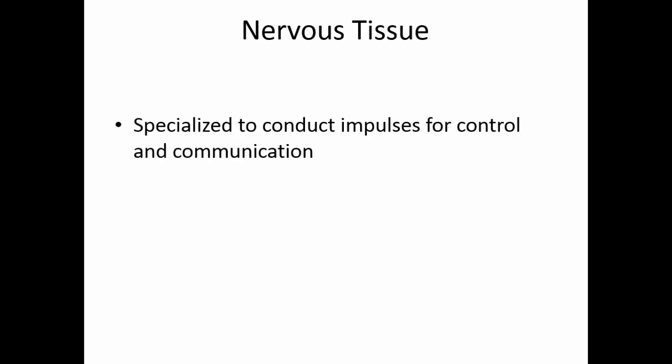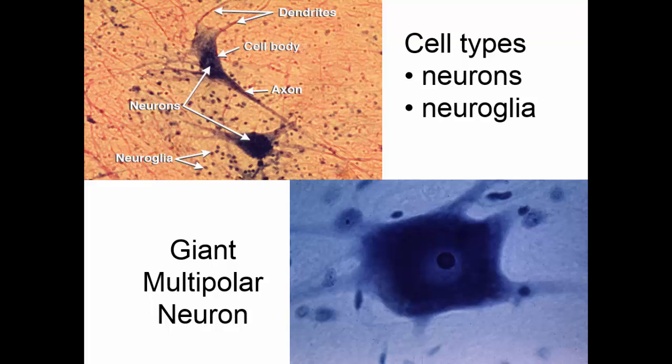And the fourth tissue is nervous tissue. This is specialized to conduct impulses so the body can be controlled and so we can communicate with different parts of the body. Nervous tissue composes the brain, the spinal cord, and the peripheral nerves. There are two cell types in nervous tissue, the neurons and the neuroglia. The neuroglia are these supporting kinds of cells. They insulate and protect the neurons. The neurons are the conducting cells. These are the ones that conduct the impulses.